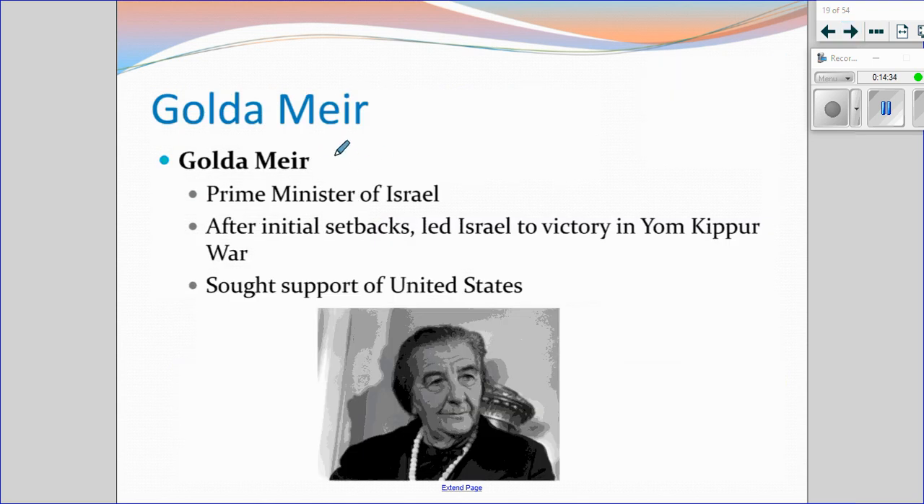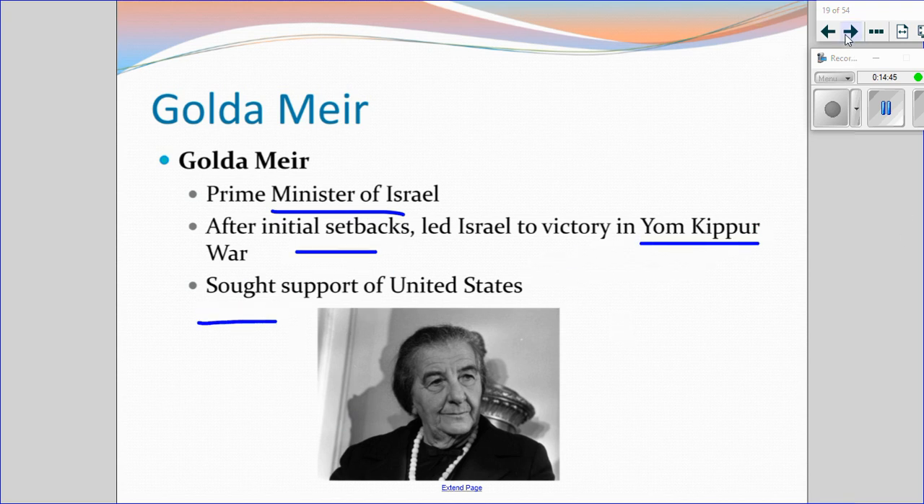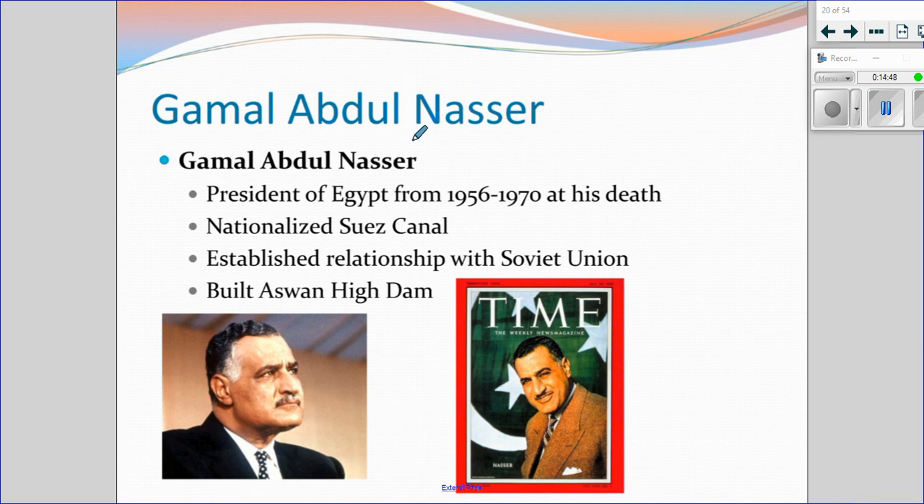All right, Golda Meir was Prime Minister of Israel after initial setbacks. She led Israel to victory in the Yom Kippur War, and sought support from the United States. Abdul Nasser was president of Egypt from 1956 to 1970. He nationalized the Suez Canal, which means that he took control of the Suez Canal from the Europeans and for the Egyptians. He established a relationship with the Soviet Union, and built the Aswan High Dam.